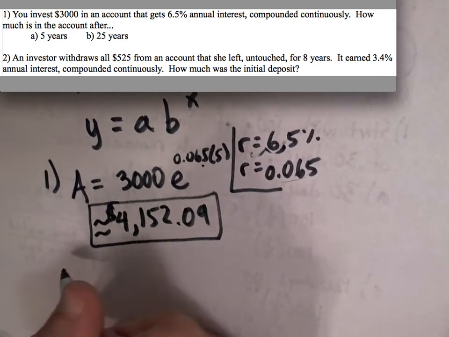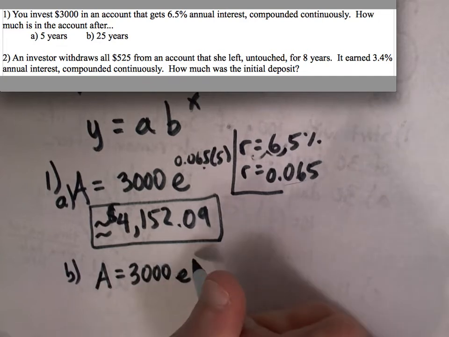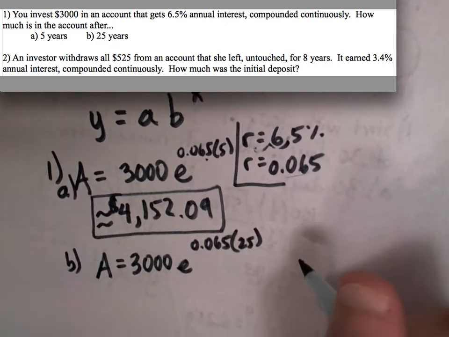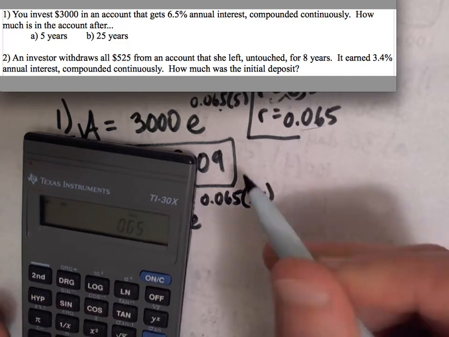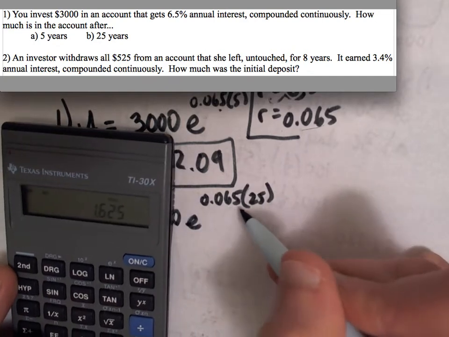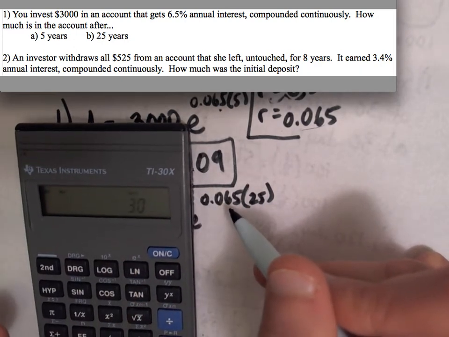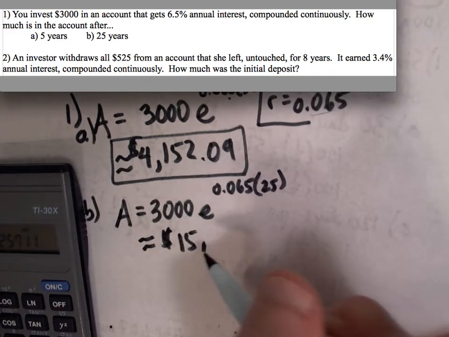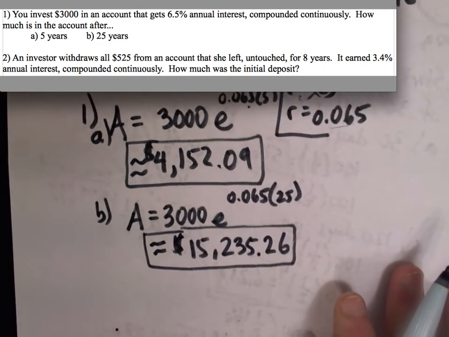Okay, let's just do the same thing, except part B. Let's wait 25 years instead. So initial deposit of $3,000 times e to the rate 0.065. And then instead of waiting 5 years, we're going to wait 25 years. Everything else is the same. These problems are pretty much just plug them in. 0.065 times 25 gives us 1.625. Then we're going to take e to that power, so e to the x gives us that. We multiply by 3,000. There we go. So we're up to $15,235.26 rounded. All right, so those problems are pretty simple, straightforward.